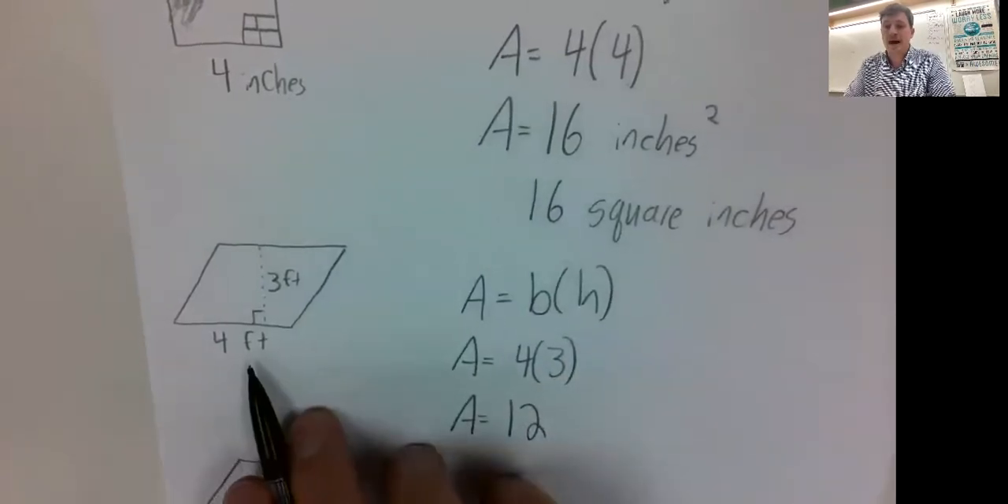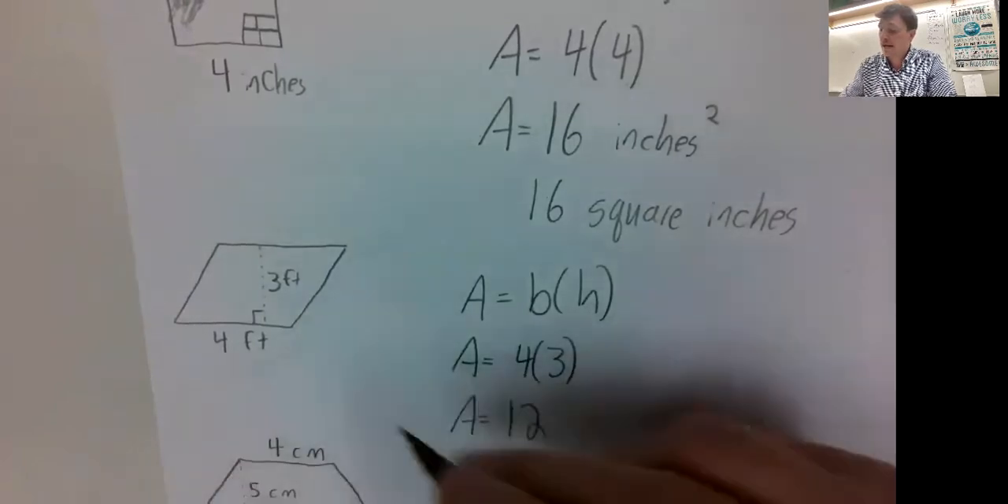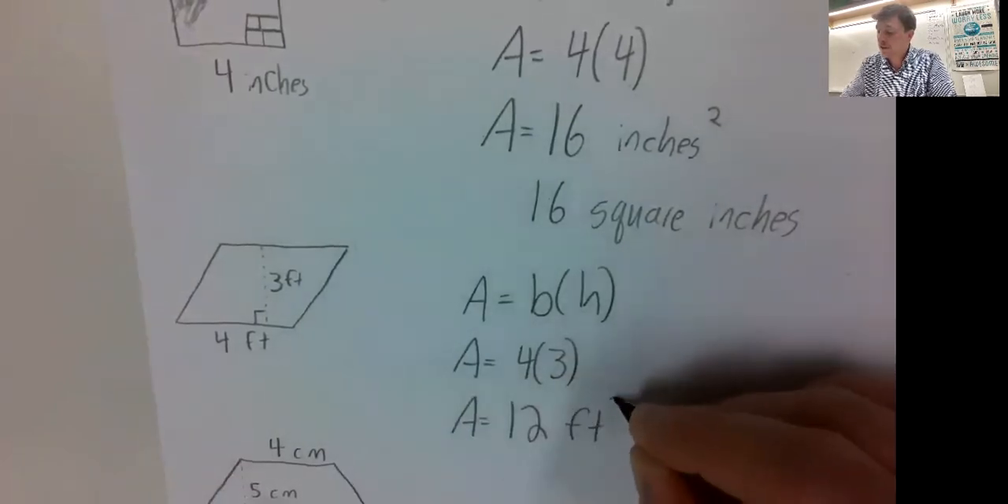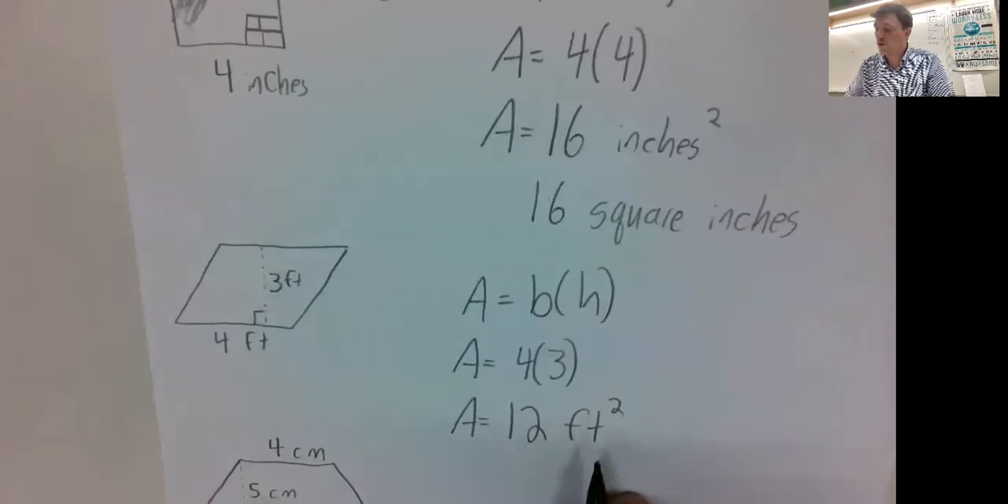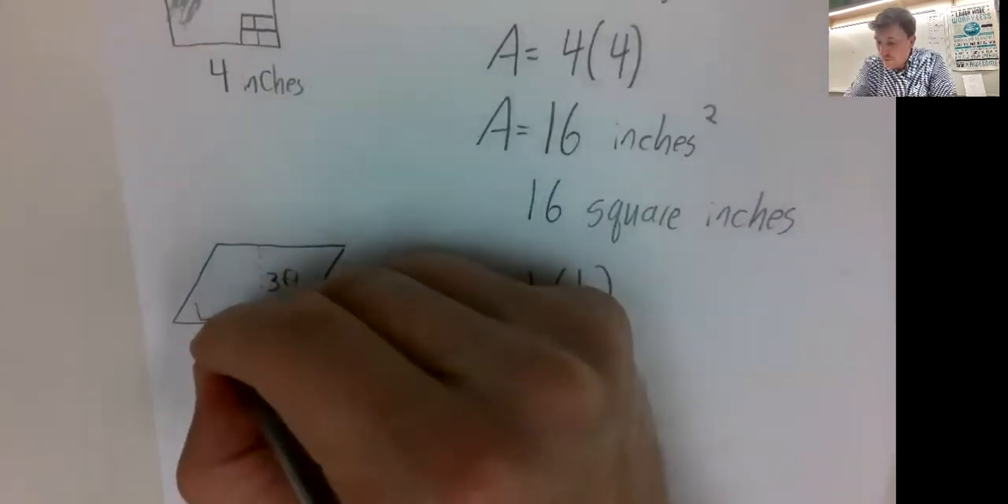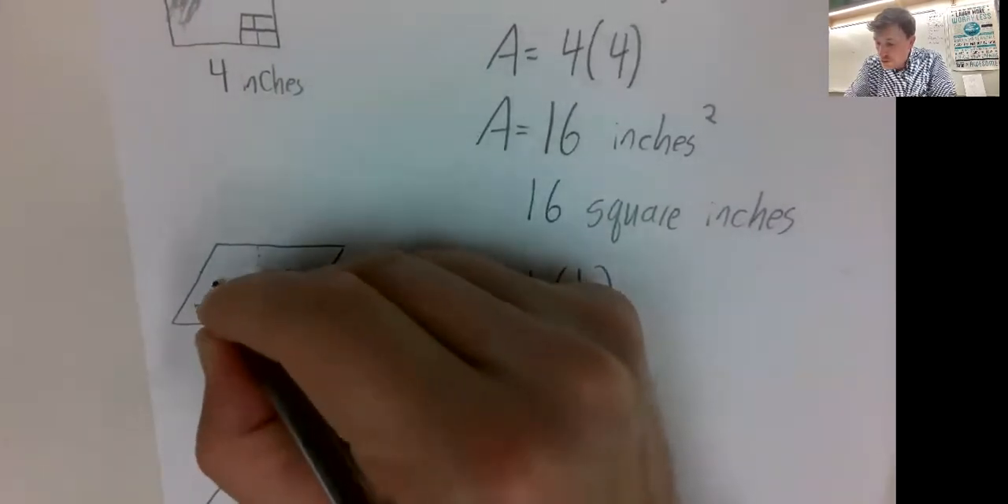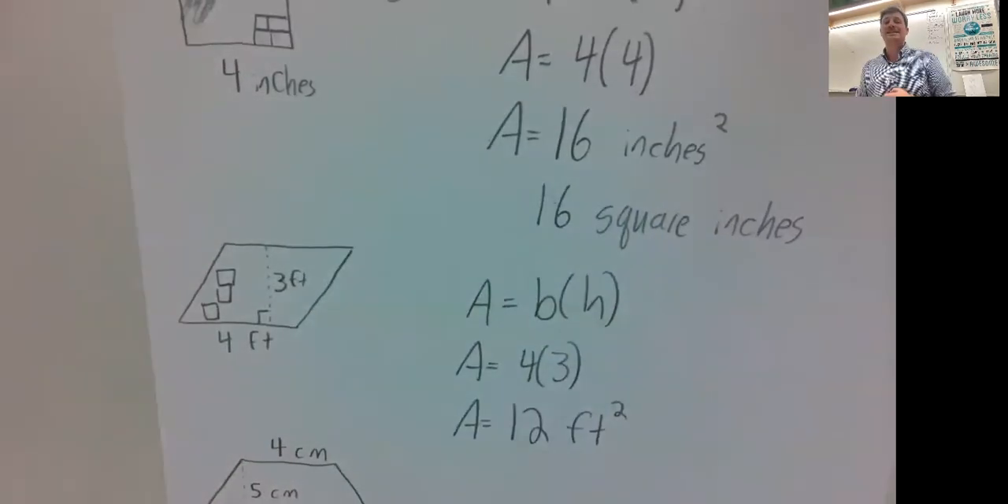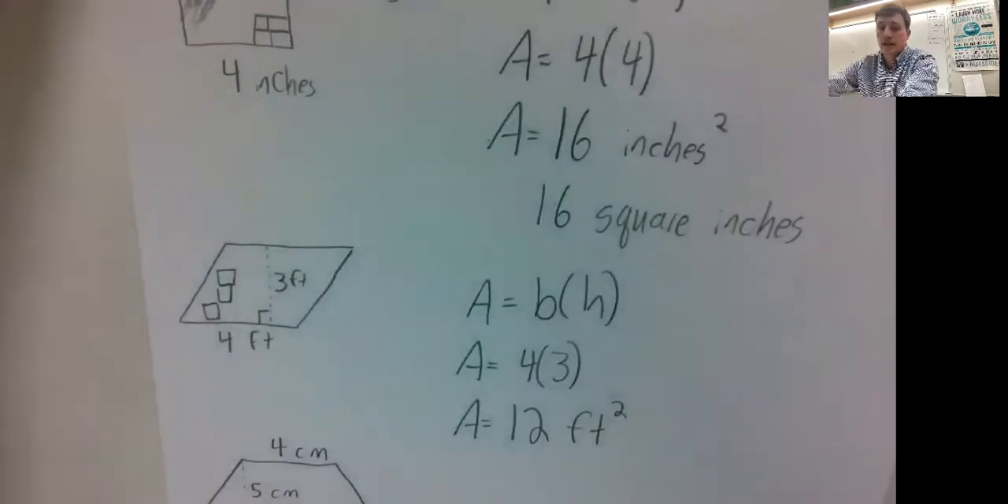But in this case, my units are feet. So my area is going to be feet squared, or 12 square feet. 12 of these little squares I can fit inside of my shape there. I know I'm moving fast, so feel free to watch this again or pause and get caught up.